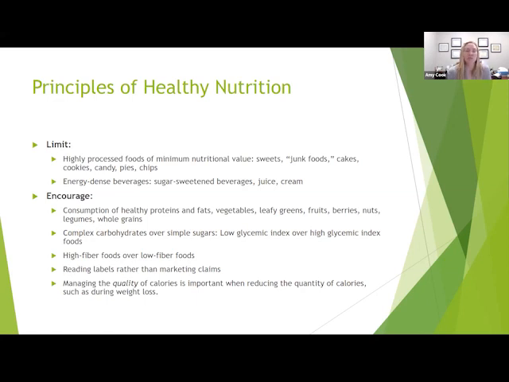The principles of general healthy nutrition are limiting highly processed foods, such as the junk foods or sweets, and limiting the sugar sweetened beverages, juices, and the other drinking of calories, increasing healthy proteins, fats, vegetables, eating complex carbs over the simple sugars, having higher fiber foods over lower fiber foods, and really encouraging the quality of the calories as opposed to the quantity of the calories.